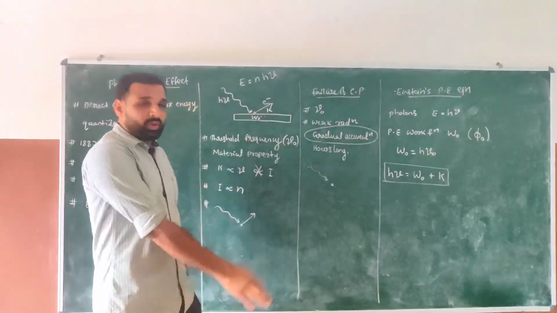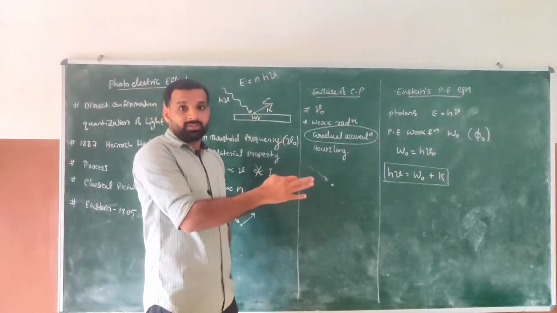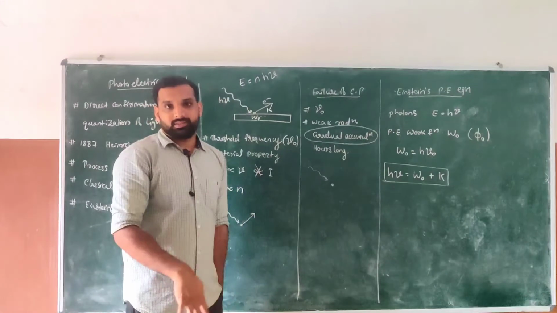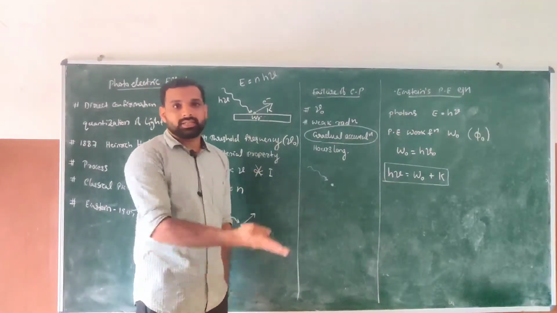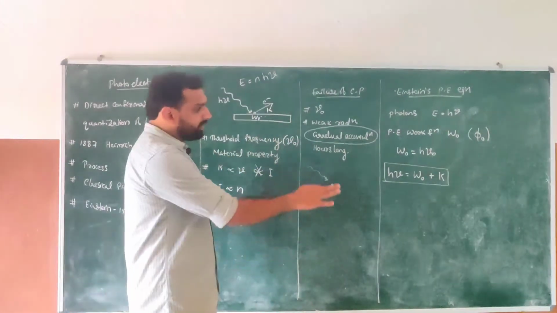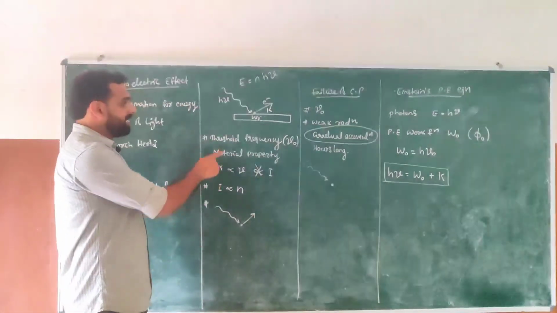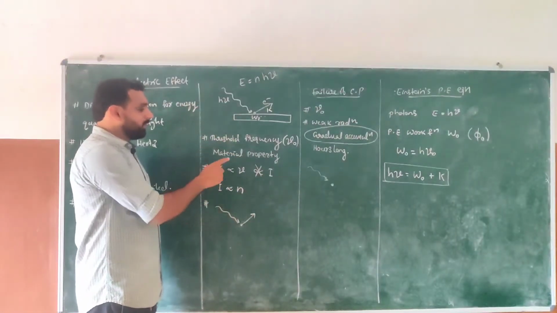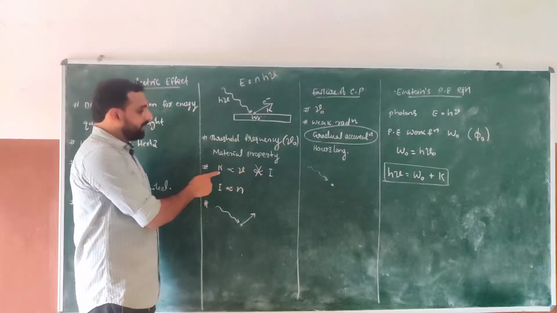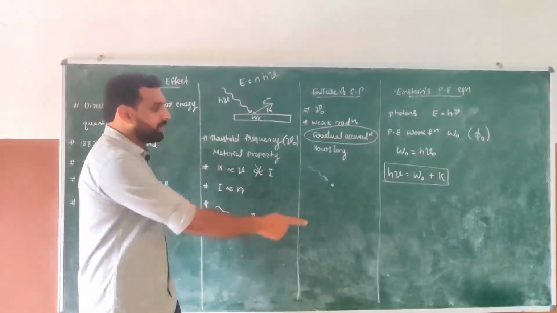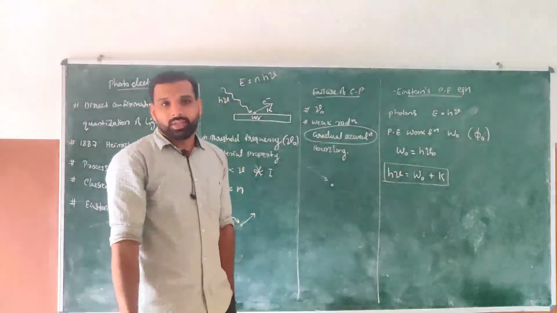This simple explanation was possible only after treating light as a particle, or as a group of particles called photons. From this, all these explanations can be made. We can justify threshold frequency, threshold energy, kinetic energy proportionality, intensity, everything using this particular equation.